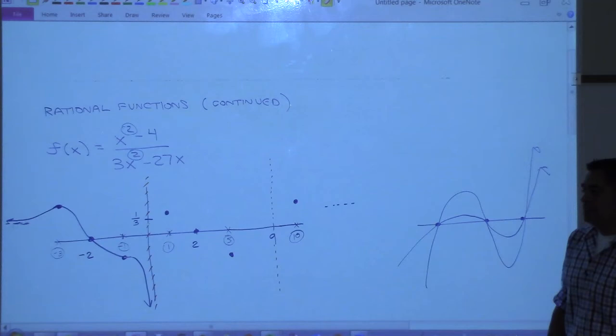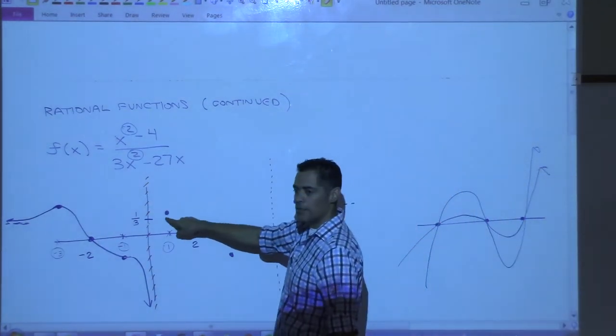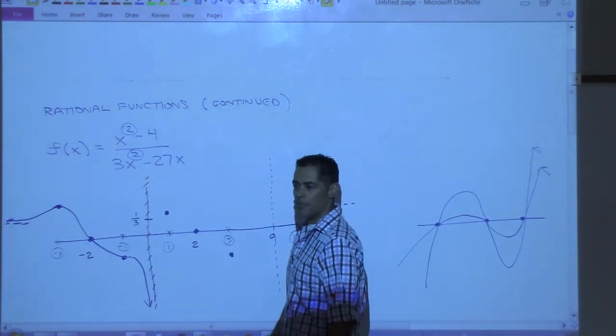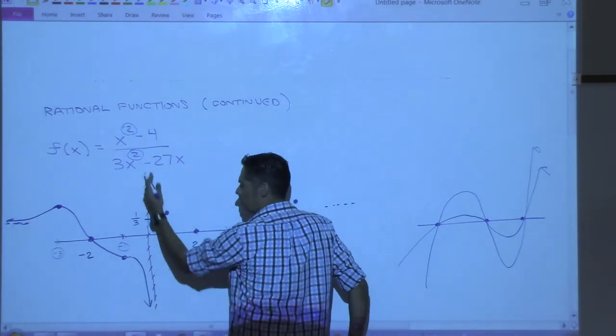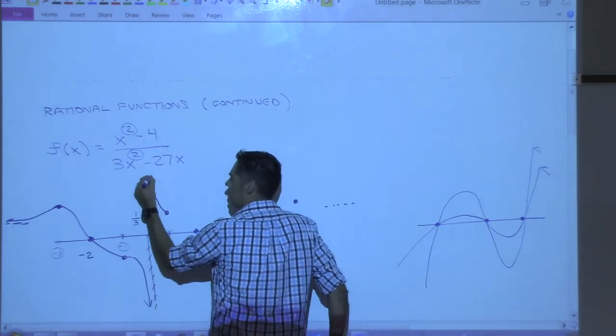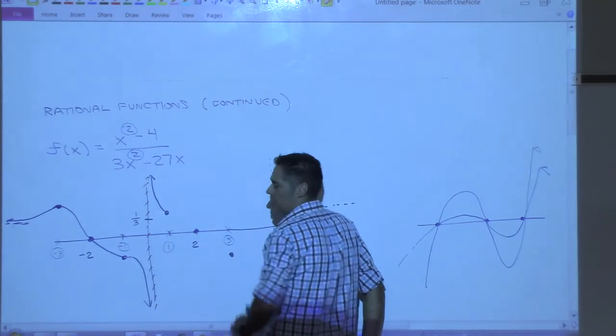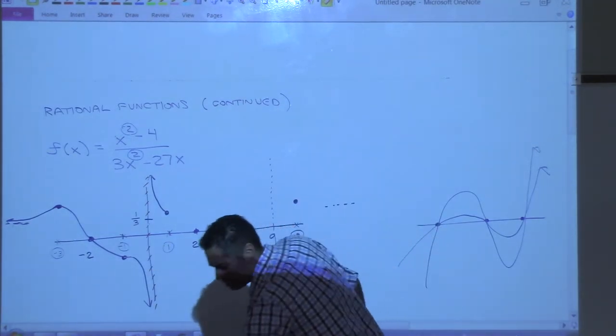You're good? So this point to the left. What do I have to do? Go up, right? So the vertical is a barrier, it forces you up. You can't go down, because if you go down, you cross the x-axis. All right. Let's see. Sylvia?